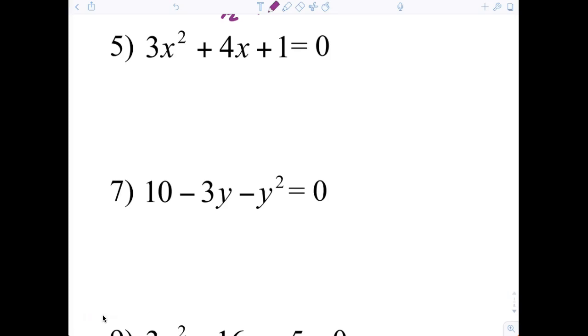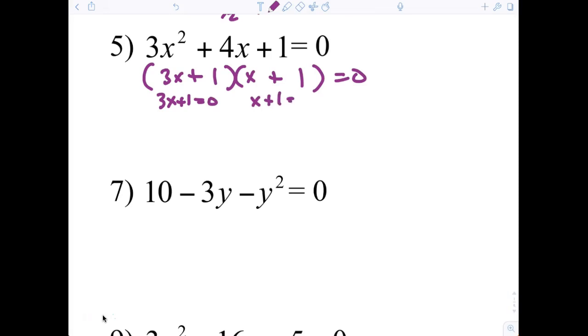All right, here we go. So here we go, right now. All right, two sets of parentheses. 3x, x, 1, 1, plus, plus. And I went around the room, I think almost every single person had that. Now notice I have equals 0. Now, 3x plus 1 equals 0. x plus 1 equals 0.